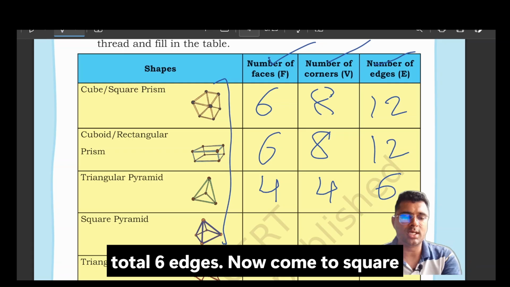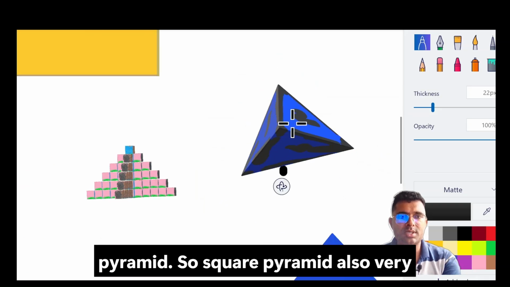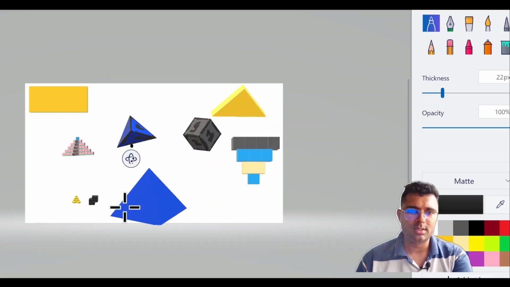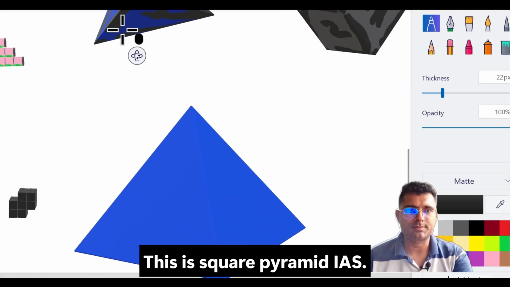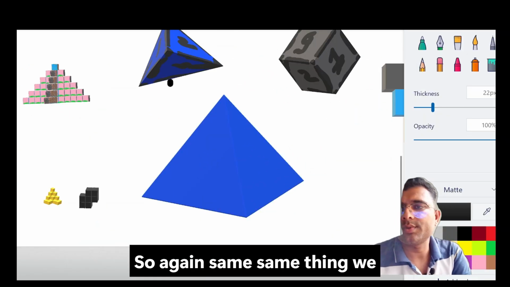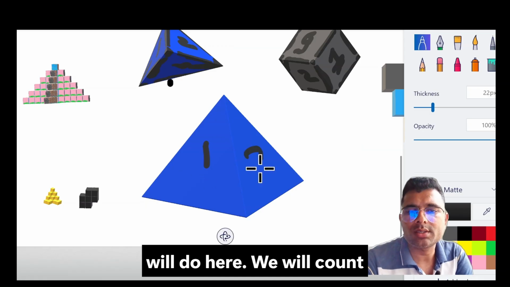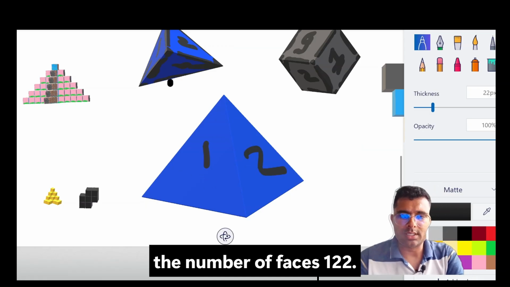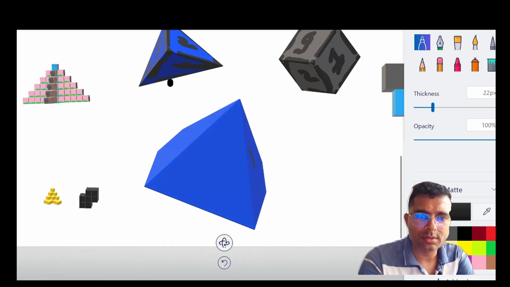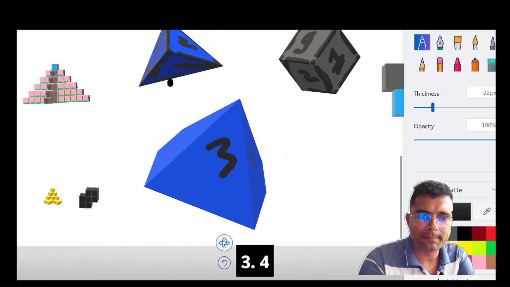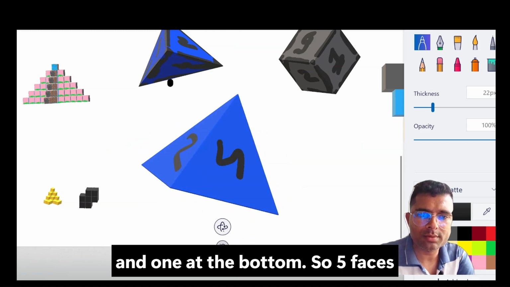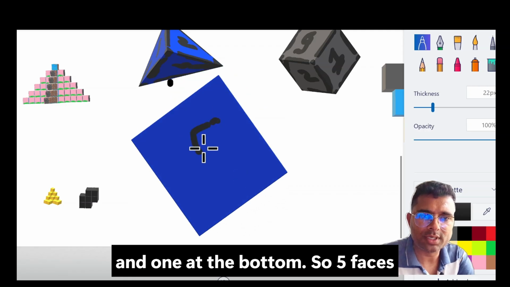Now come to square pyramid. So square pyramid, bachcho, where is square pyramid? This is square pyramid, yes. Again the same thing we will do here. We will count the number of faces. 1, 2. Okay, then 3, 4, and 1 at the bottom. So 5 faces are there.